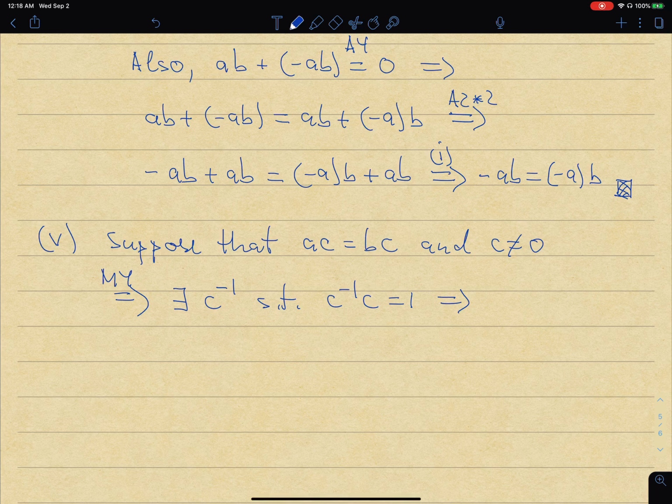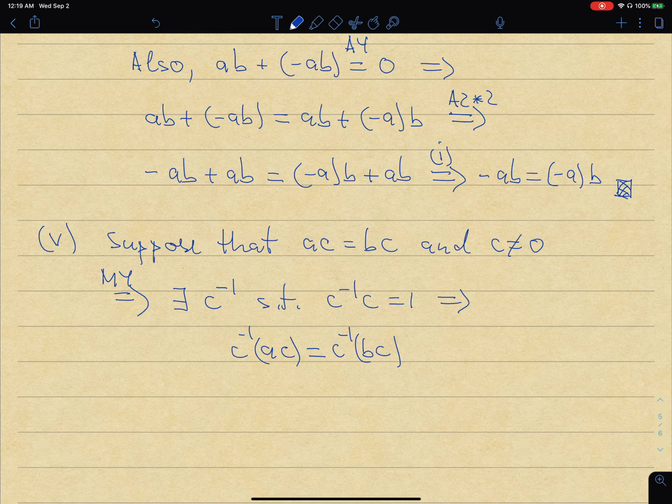So then I take my equation, AC equal to BC. And what I can do is I can multiply both sides by C inverse. Again, I can do that because sides are equal, so if I multiply with the same number, this statement must still be true. All right. And then somehow I have to be able to cancel C.